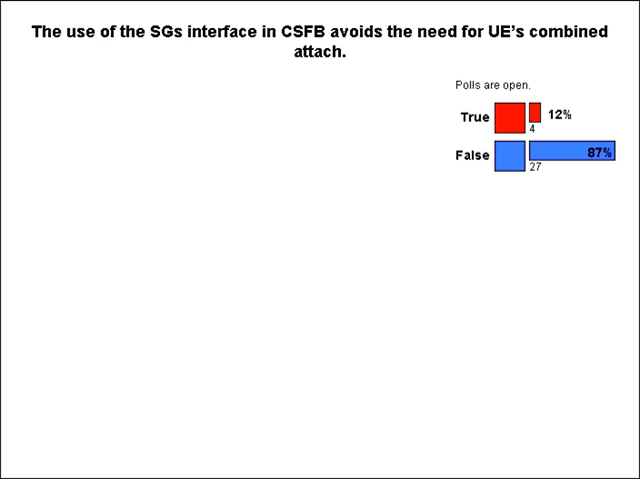Okay. So for CS fallback, the only thing we need to know is that a page message needs to be sent. So MSC only needs to know who the MME is for that UE. That's good enough.